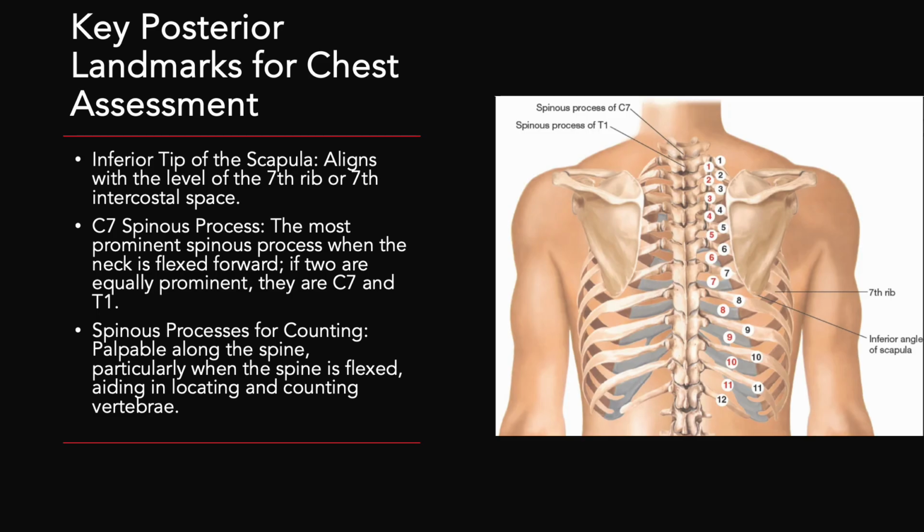So as we know, not only do we have an anterior side to assess of the thoracic cavity, but we also have the posterior side. So definitely some prominent landmarks that we need to remember on the posterior side to be able to assess our patients. The inferior tip of the scapula is going to align with the level of the seventh rib or seventh intercostal space. The C7 spinous process is the most prominent spinous process when the neck is flexed forward. If there are two equally prominent, they're usually C7 and T1. That's a good way to be able to identify where your vertebrae are.